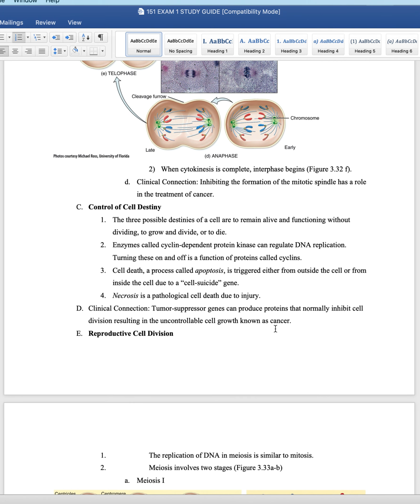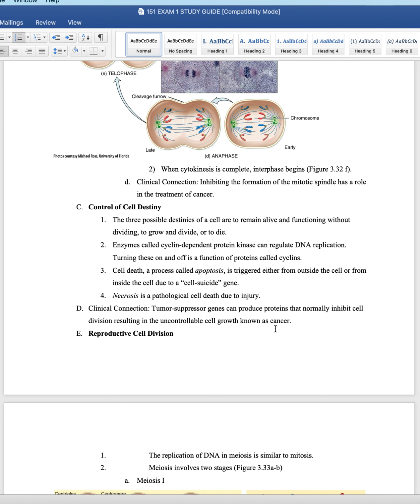All right, so cells have 3 major possible destinations or fates, right? Not destinations, destinies, I apologize. 3 major destinies. They can either continue to function without dividing, remain alive, so that's G0, basically stay where you are, differentiated as is, and never do anything else for a while. Or we can grow and divide, or you can die off.